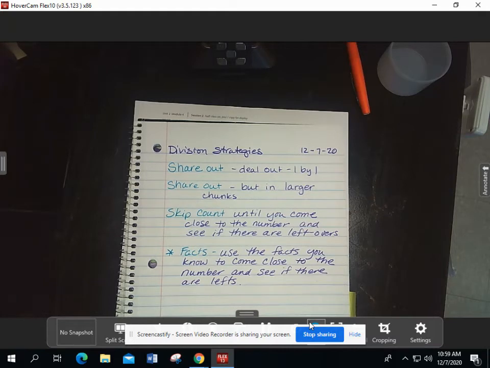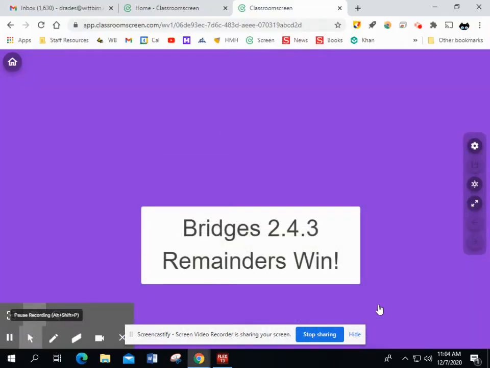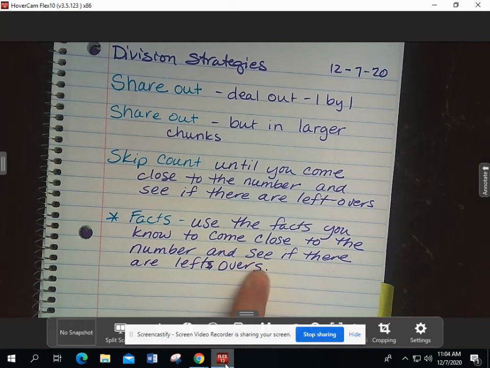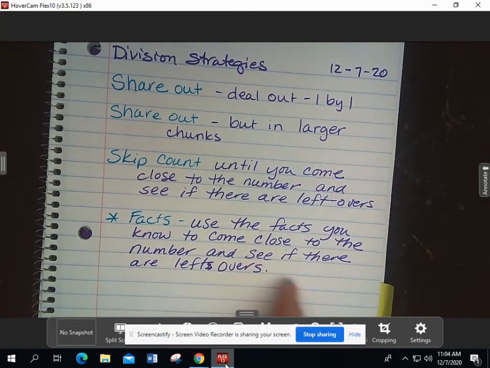They're listed on the board near our calendar. And you also need them in your notebook because eventually some of you will be using your notebooks like a guide as you're working things through. Okay, so we have our division strategies. Please notice that I didn't have the word leftovers here, so I think some of you maybe figured that out.